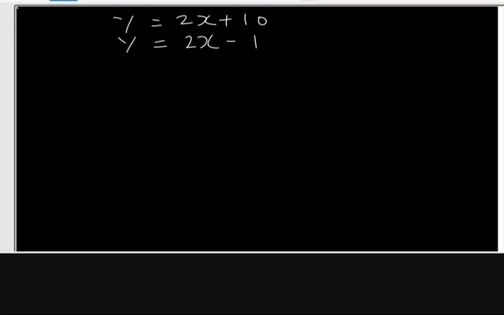So we are given these two equations: y is equal to 2x plus 10 and y is equal to 2x minus 1. At how many points do these two equations intercept?